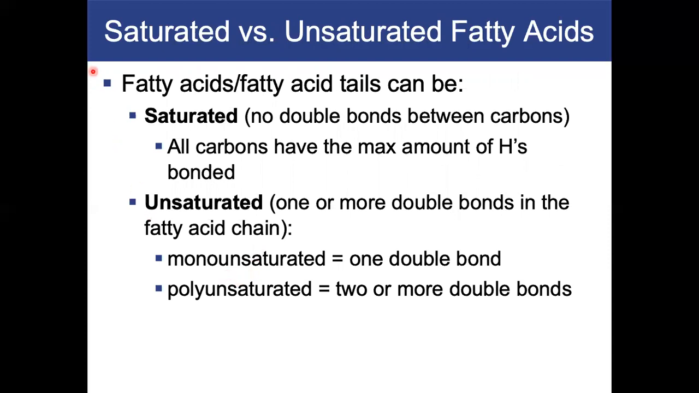Okay, so saturated versus unsaturated. We talked about this, but here's the PowerPoint slide. Your fatty acids or fatty acid tails can be saturated. That means there's no double bonds between the carbons. All carbons have the maximum amount of hydrogens bound to them, or they can be unsaturated. Unsaturated means that there's one or more double bonds in that fatty acid chain. Monounsaturated, one double bond. Polyunsaturated, many double bonds.